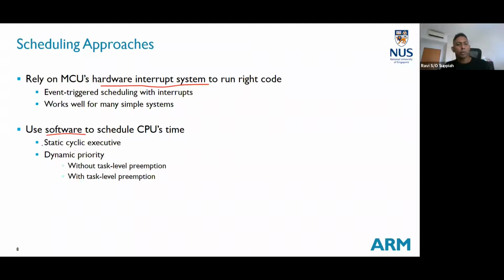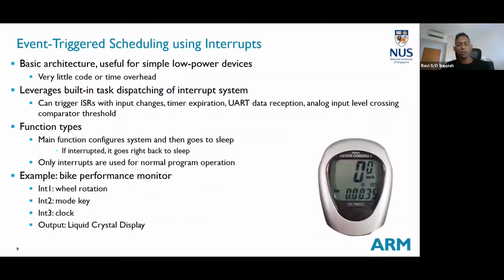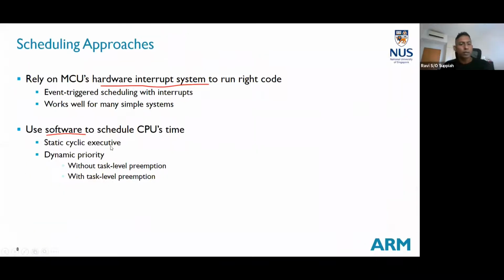So one is what we call static cyclic executive. This is what we already are using right now, which is what we call the round robin approach. So in static cyclic executive, you do task A, followed by task B, followed by task C, and so on, and then you go back and you repeat again. All right, that is your static cyclic executive or round robin.